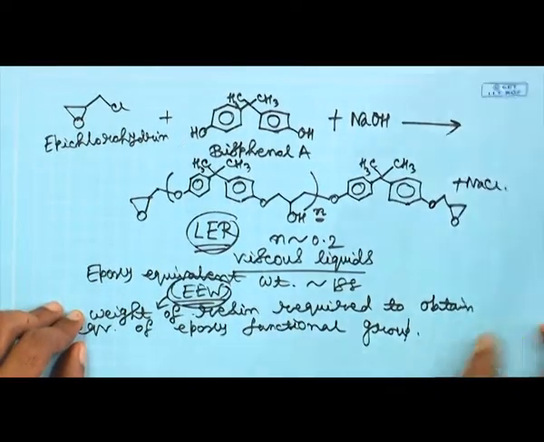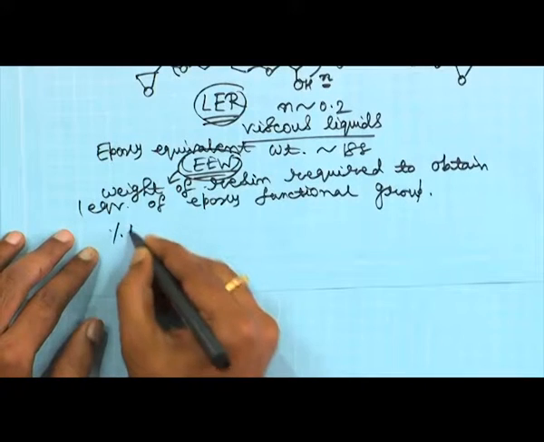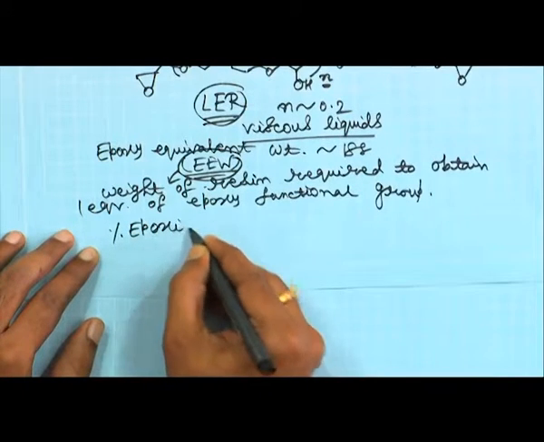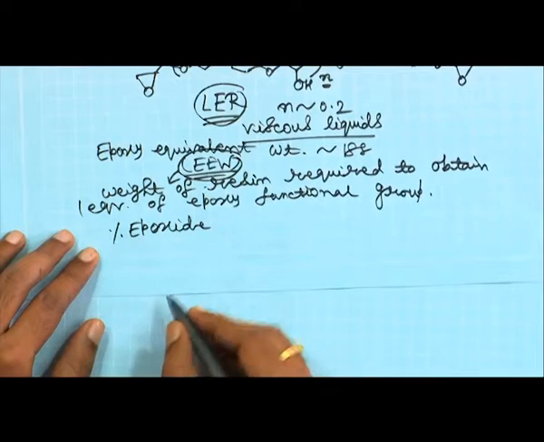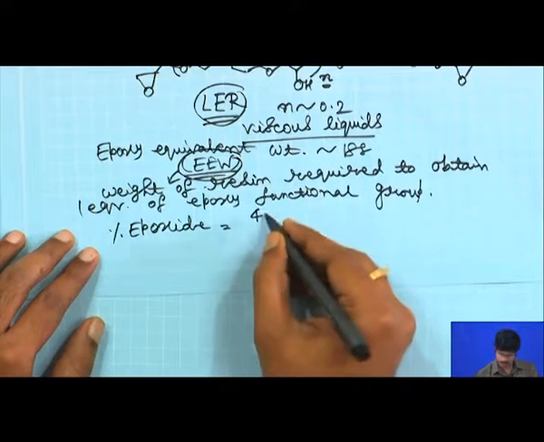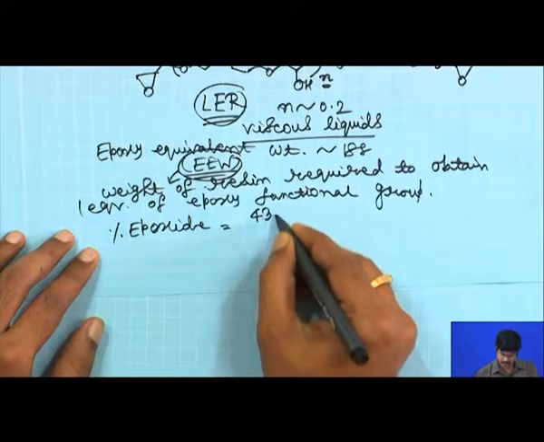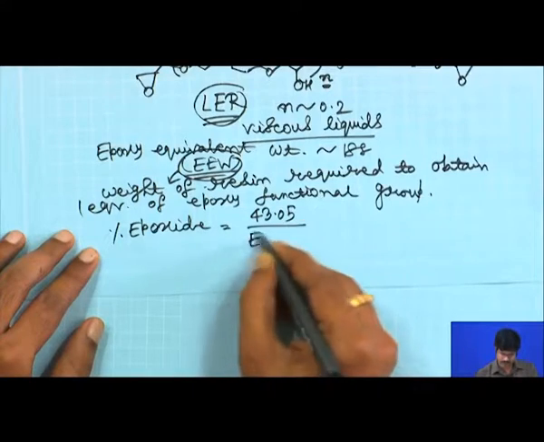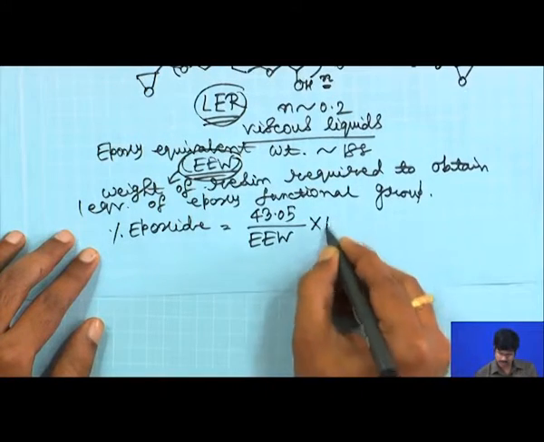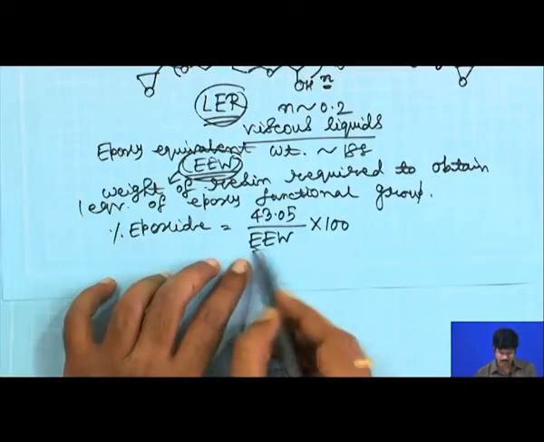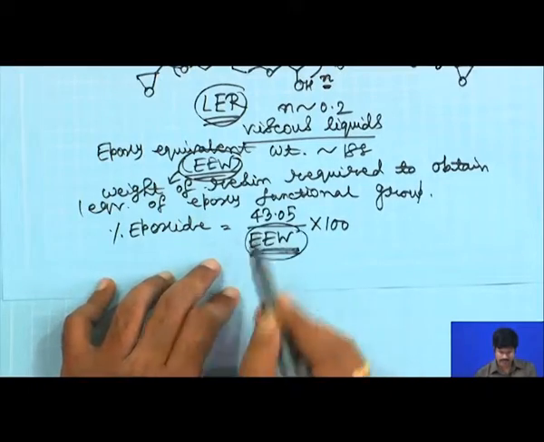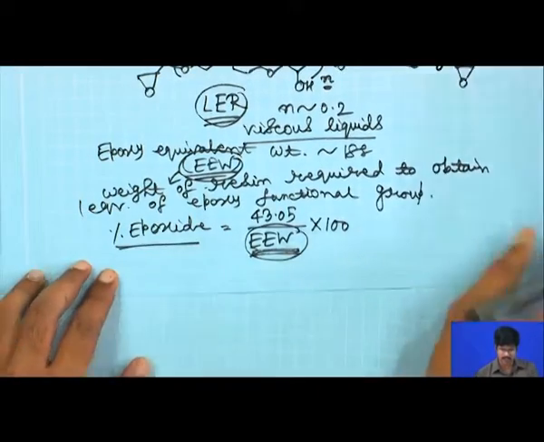So, then the percentage of epoxide present in the material is basically 43.05 divided by epoxy equivalent weight, into 100. So, of course, if your epoxy equivalent weight is higher, then your percentage of epoxide is lower. So, if your n value is higher, then your epoxy equivalent weight becomes higher.